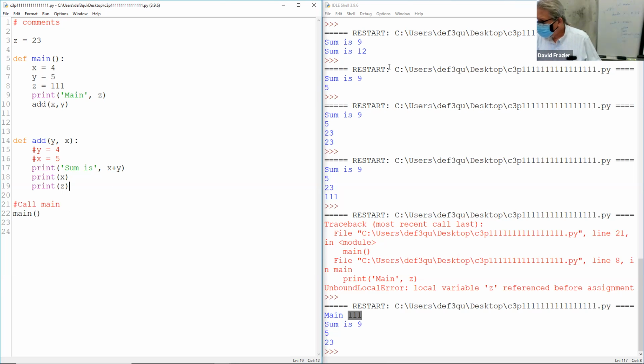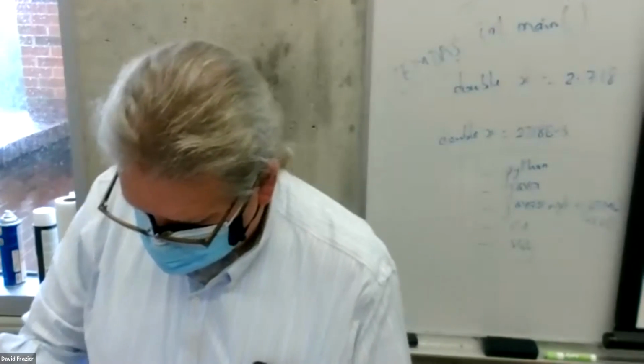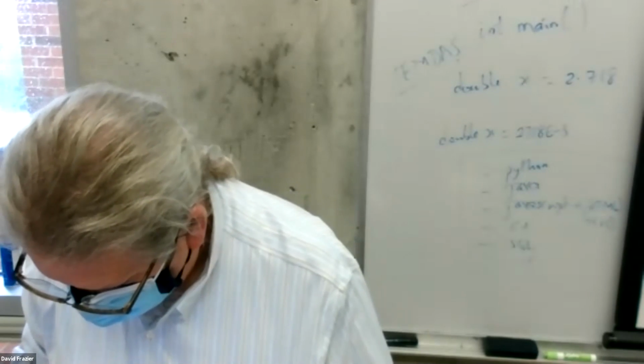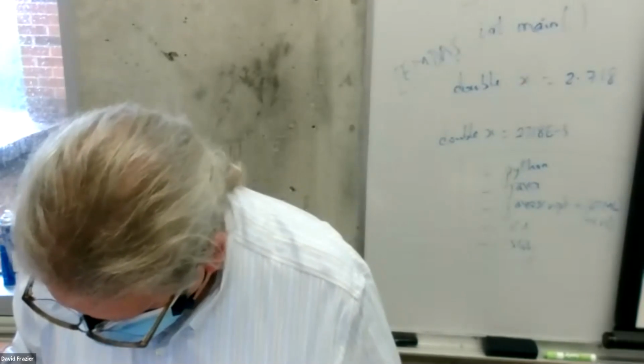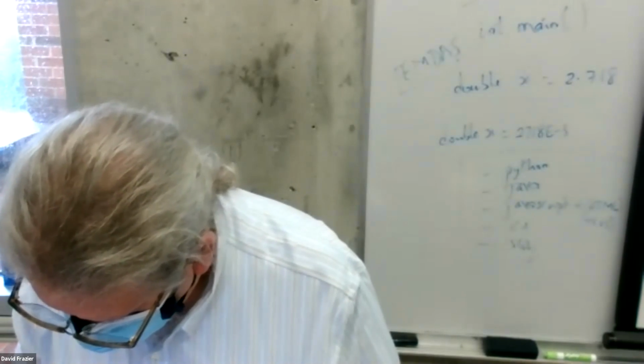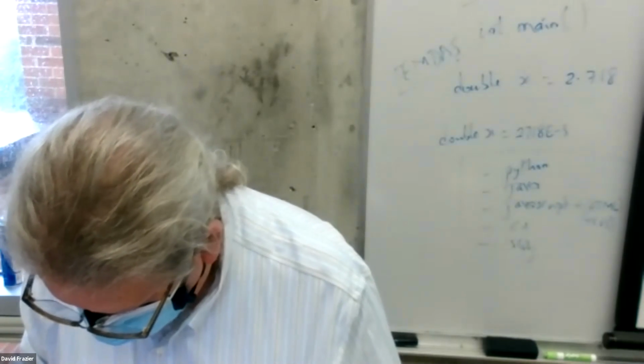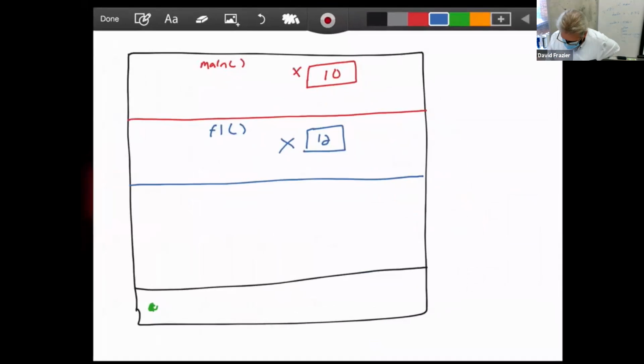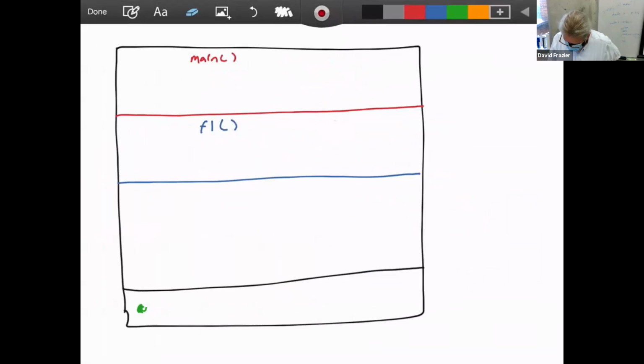So to look at it as far as a picture of things here. So what am I doing? It's always a good question to ask yourself. Okay, so in this case, we have the main, we have the add. Okay. We started off setting Z in the global area, right? So Z is down here at 23.